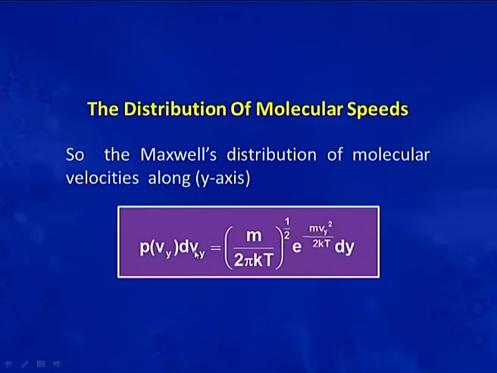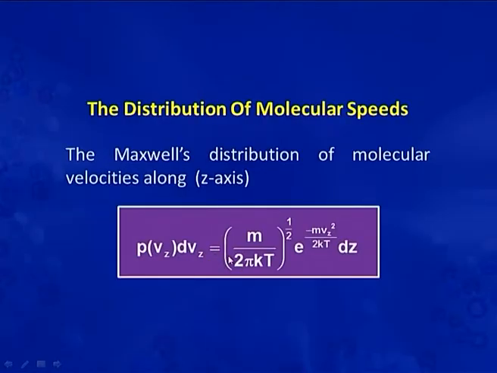So, the Maxwell distribution of molecular velocities along y axis is P(vy) dvy is equal to (m by 2 pi kT) to the power 1 by 2 into e to the power minus m vy square by 2kT into dvy. So, the Maxwell distribution of molecular velocities along z axis is P(vz) dvz is equal to (m by 2 pi kT) to the power 1 by 2 into e to the power minus m vz square by 2kT into dvz.